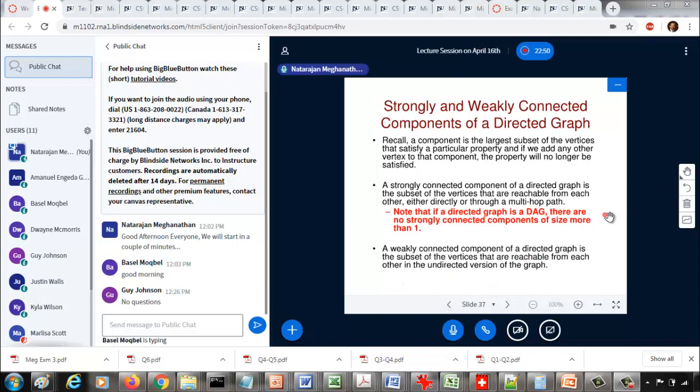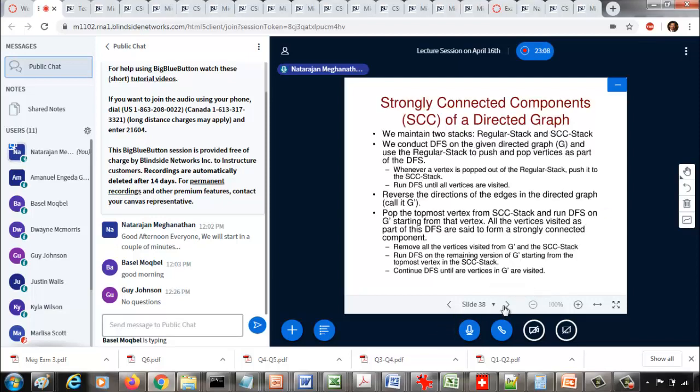Okay, so now what we are going to look at is what are called the strongly connected components and weakly connected components of a directed graph. Okay, so what is a strongly connected component of a directed graph?